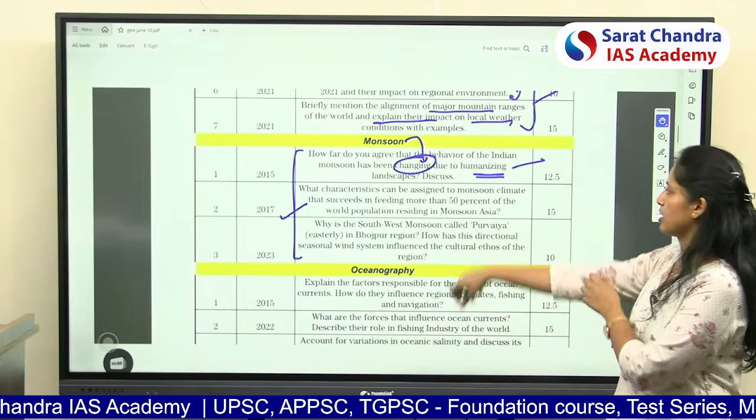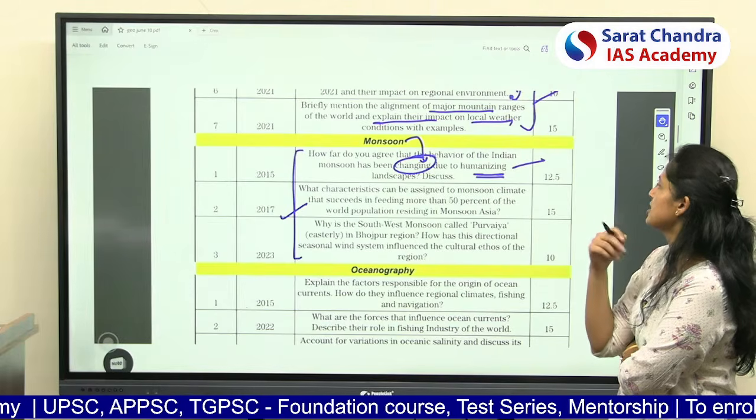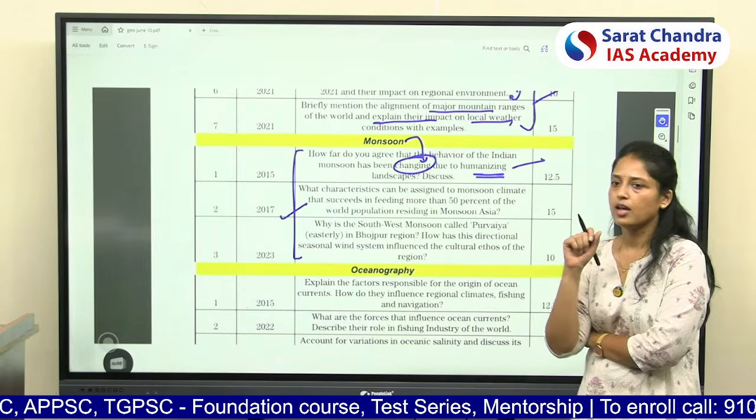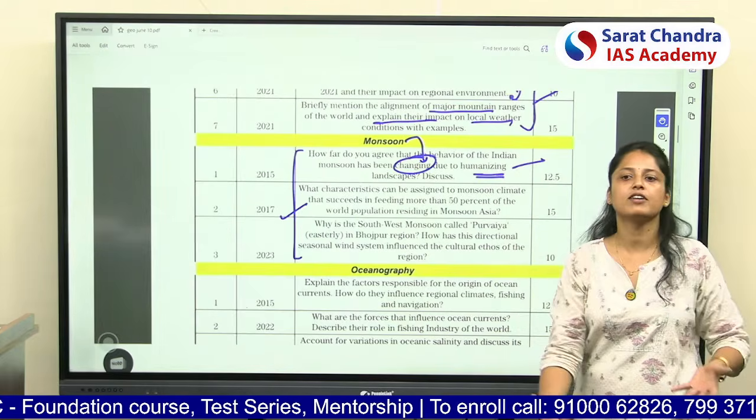So see, let's see what are the questions. How far do you agree that behavior of Indian monsoon has been changing due to humanizing landscape? So basically, it is asking the impact of human activities on monsoon.